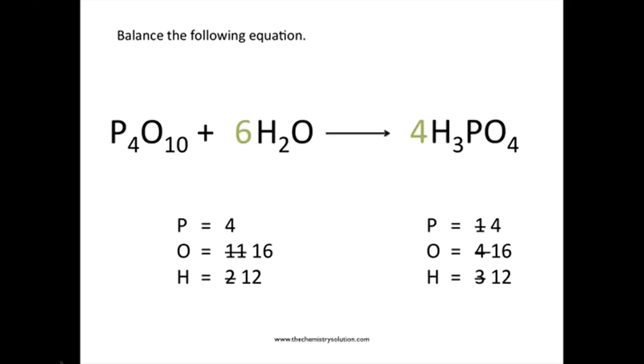This isn't always the case. Sometimes you need to go balance that third type of atom, but sometimes you'll be fortunate enough that it will just work out and save you a little bit of work. And now, because I have the same number of each type of atom on the reactant side and the product side, I can consider this reaction correctly balanced.